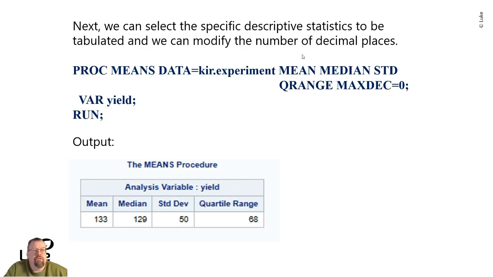In addition, we had too many decimal places in the previous table, so here we have requested with this maxdec equals 0 that we would present the descriptive statistics without any decimal places. And when we run this code, this is the output we get from this one.